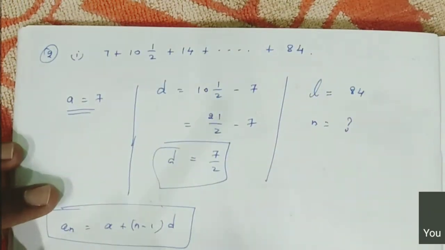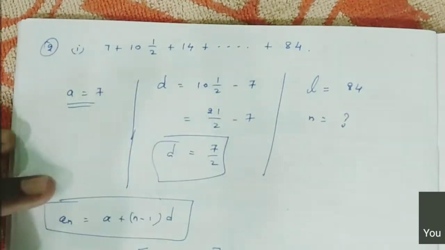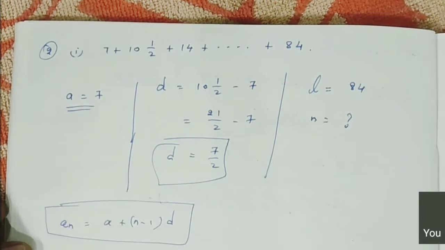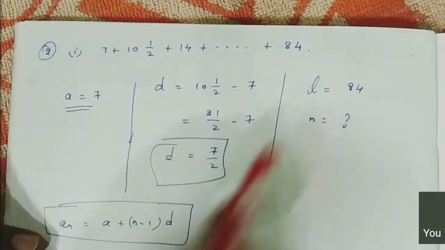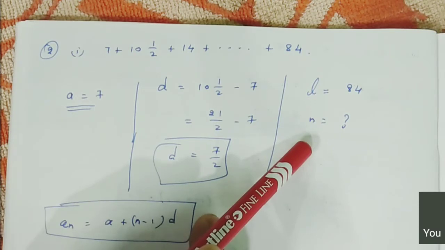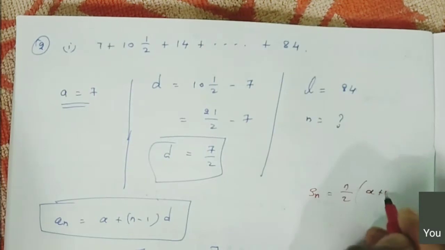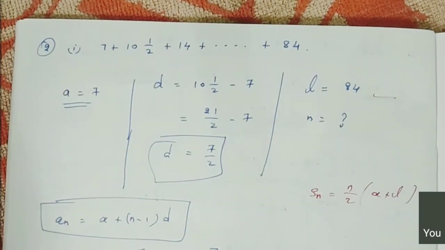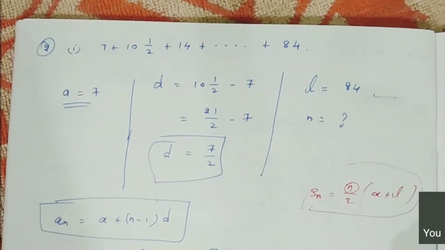First question. The problem is 7 plus 10 1 by 2 plus 14 plus etc plus 84. So here we can go with two methods, right? They have given the last term as well as a, but we need to know the n value. If you want to use the formula Sn is equal to n by 2 into a plus L, because they have given the last value, right? If you want to use this formula, we need the n value, right? But n is not given here. Are you clear?